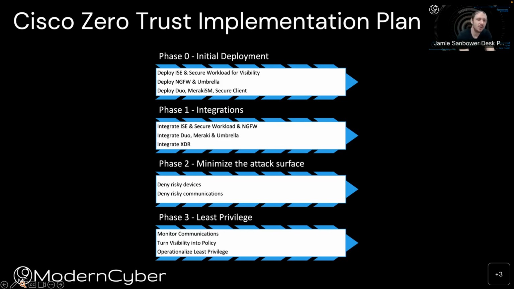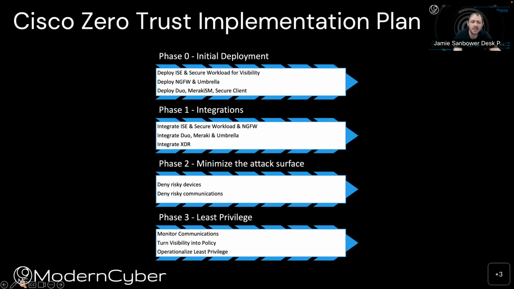Now, phase one is what I like to call integrations. The focus here should be, once we have the data and we've started to deploy the different silos, that we want to start to combine the context and share context across the architecture. So a good starting place here would be integrating ICE, Secure Workload, and Next-Gen Firewall. You also have that integration of Duo, Meraki, and Umbrella. And then a final one would be integrating XDR so that you're able to have that central visibility and dashboards.